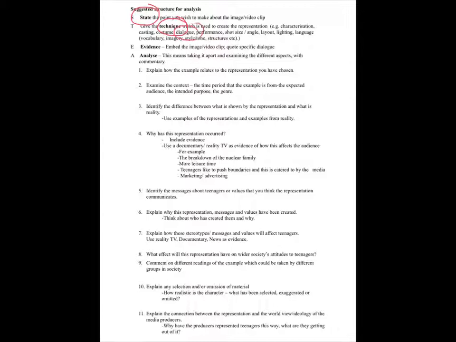You'll need examples of dialogue which prove that nerds are losers or represented as losers. You'll need examples of performance, shot size, camera angles, layout, lighting, language, etc. And spend a really good paragraph discussing how each of these techniques is used to prove your thesis statement.